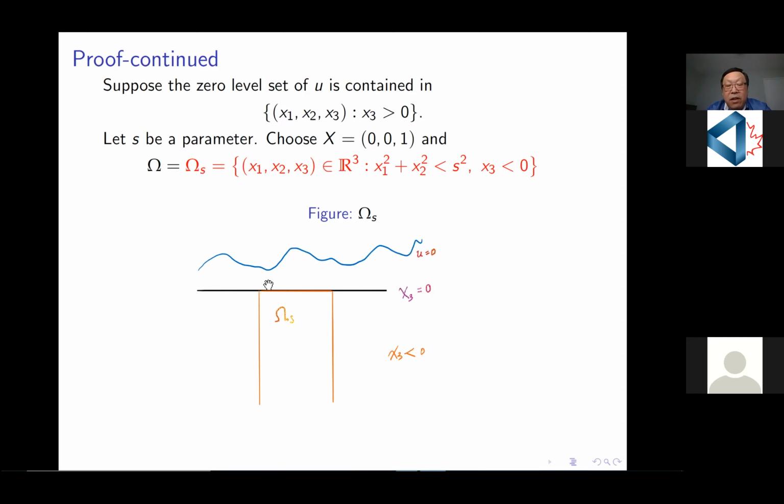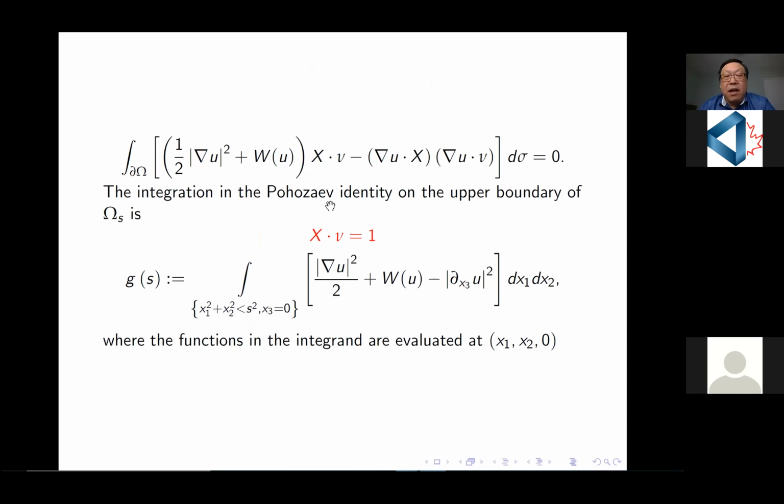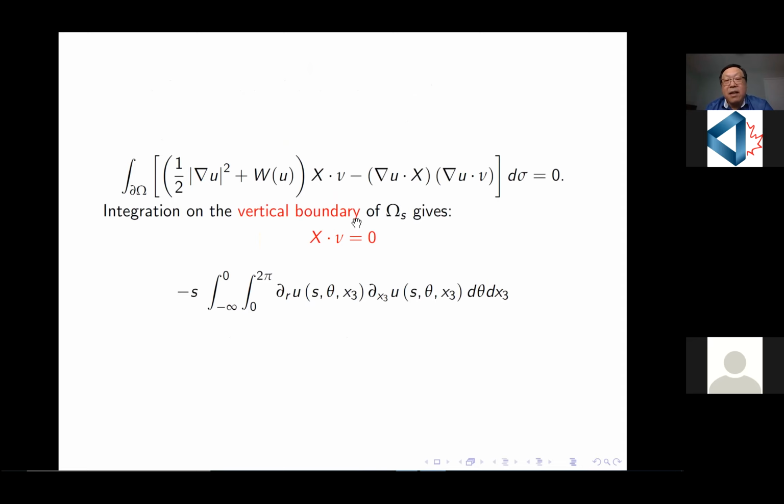So now let's use the Pohozaev identity on this cylinder. So what do we use? We use the Pohozaev identity in this cylinder. On the bottom part, we take x to be like 0, 0, 1. So on the bottom part, we get this identity, we get this quantity. Now on the vertical part, this is 0, so we only get the derivative.